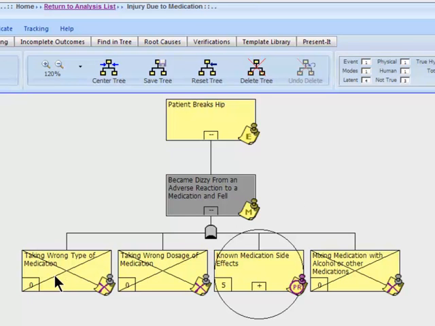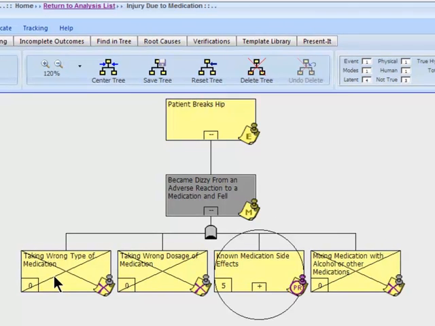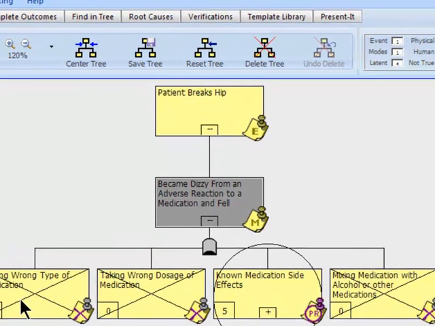Please note the number in the lower left-hand corner of each of the hypotheses. This is called a confidence factor. It's based on a scale of 0 to 5. A 5 means with the evidence that we have, this is absolutely true. A 0 means with the evidence that we have, this is absolutely not true. So we're exploring all possibilities.